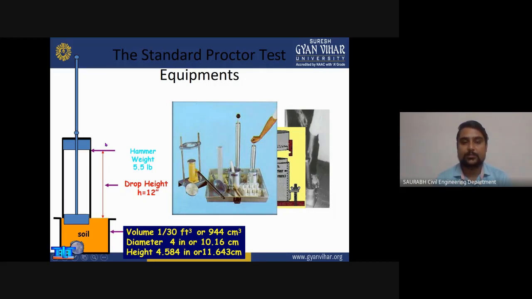Standard Proctor test equipment: there is a hammer whose weight is 5.5 lb, and drop height will be 12 inches here. Okay, now we come to the volume.